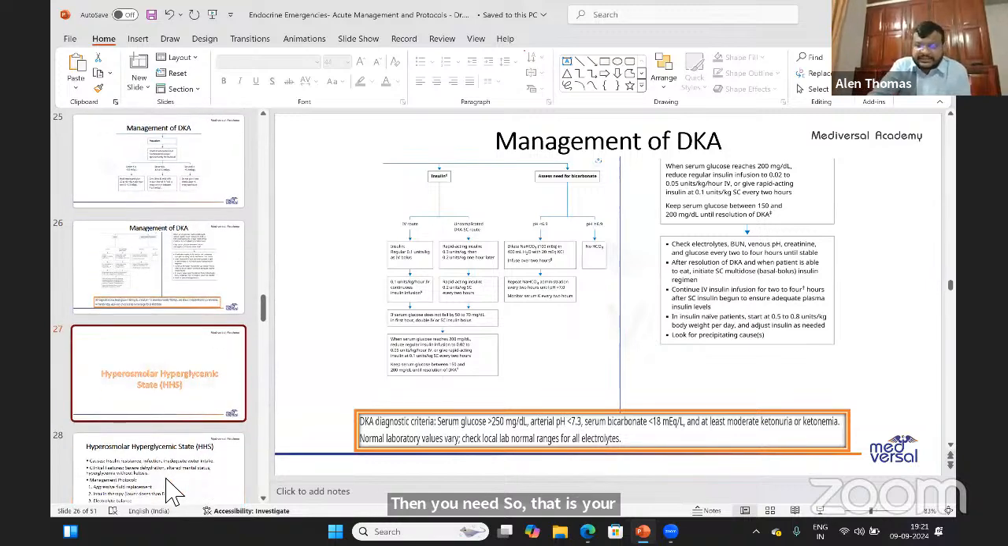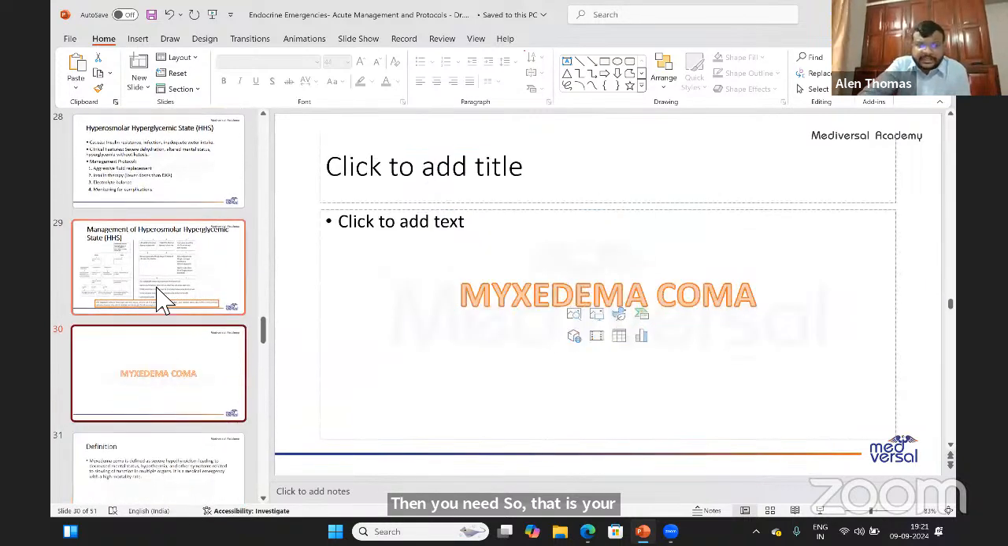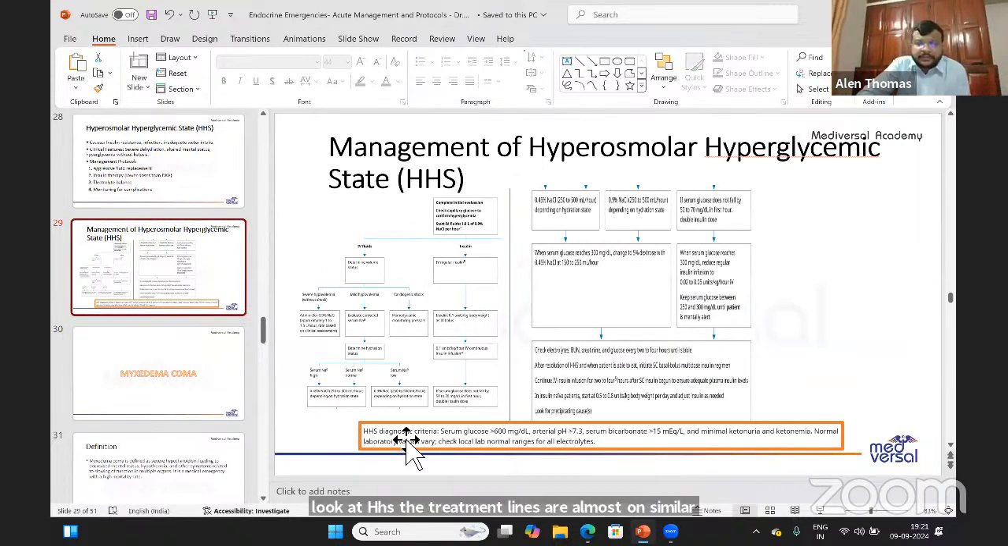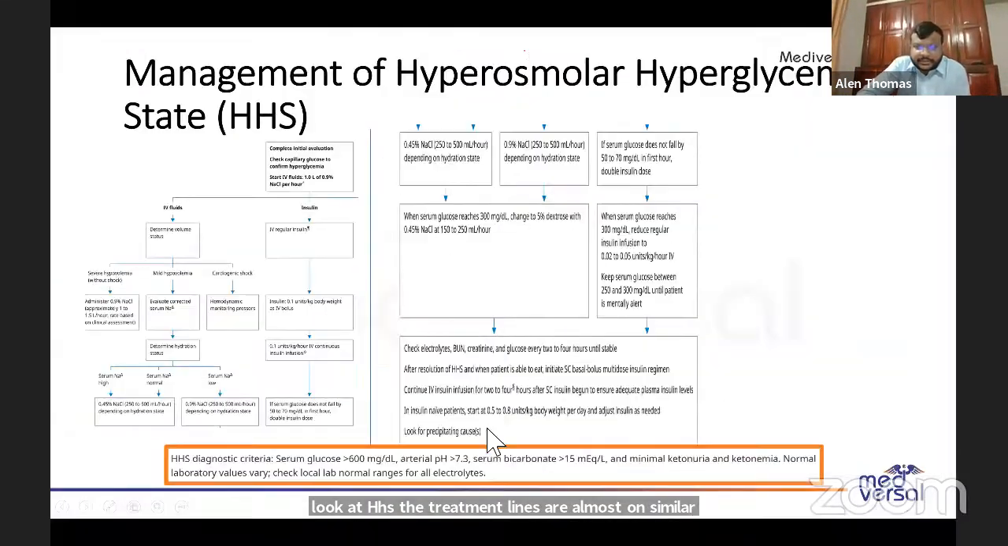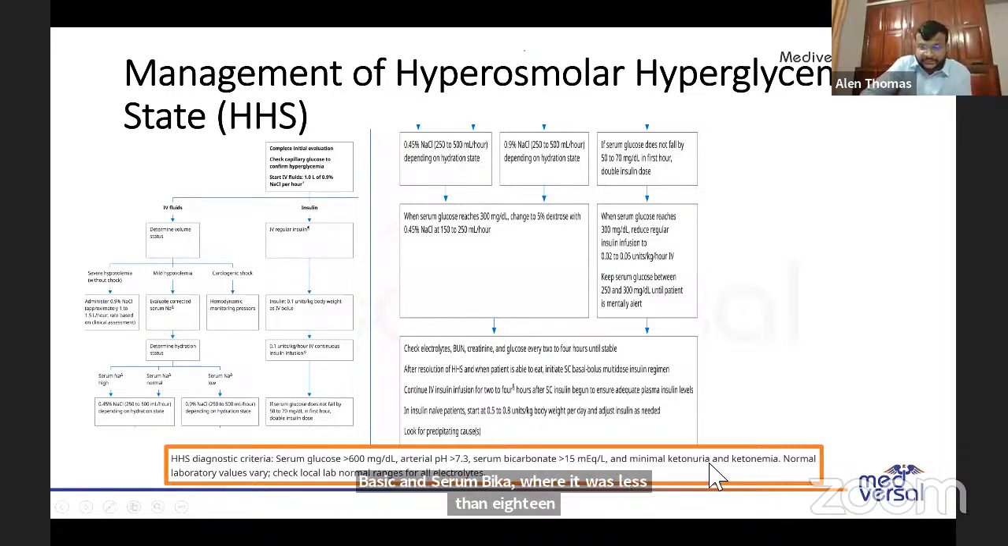Now, if you look at HHS, the treatment lines are almost similar. Here you have glucose more than 600. There it was more than 250, but here more than 600. Arterial pH more than 7.3. There it was acidotic; here it is more towards basic. And serum bicarb, there it was less than 18, here it's more than 15. And minimal or no ketones. So what is the main difference in management?